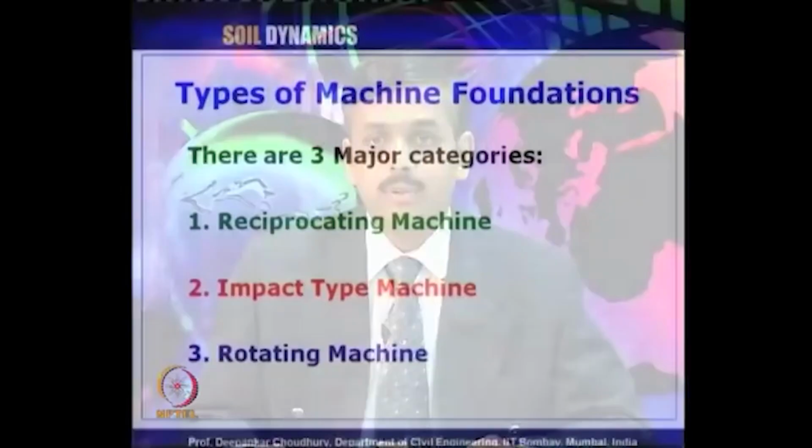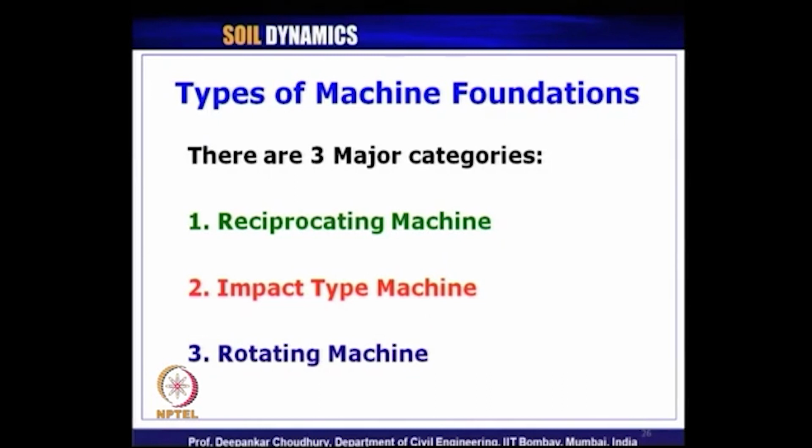If we put all different types of machine foundations used worldwide, they can be categorized into 3 major categories, for 3 different categories of machines. The first category is reciprocating type machine, the second category is impact type of machine, and the third category is rotating type of machine. So, these are 3 major categories of machines for which the foundations have to be designed. Now, within each of these, let us see what different characteristics and examples we can find.